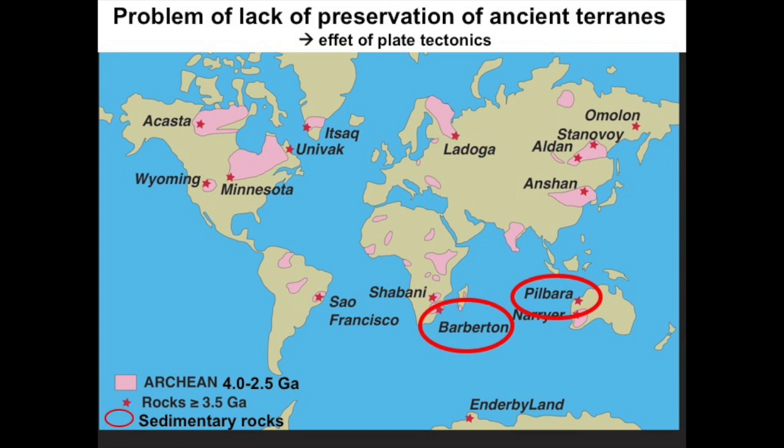We have rocks that are about 3.5 billion years old. And the two areas where we have well-preserved sedimentary rocks are in South Africa, in the Barberton Greenstone Belt, east of Pretoria, and in the Pilbara Craton in the northwest of Australia. The reason I mention well-preserved sedimentary rocks is that if we want to look for traces of life, life needs water. The best place to look for traces of life is in rocks that formed in water. So this is why it's important.